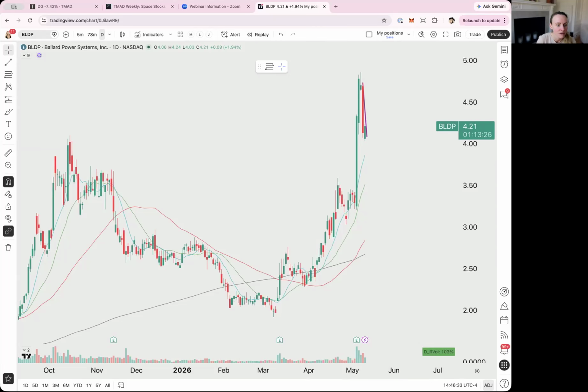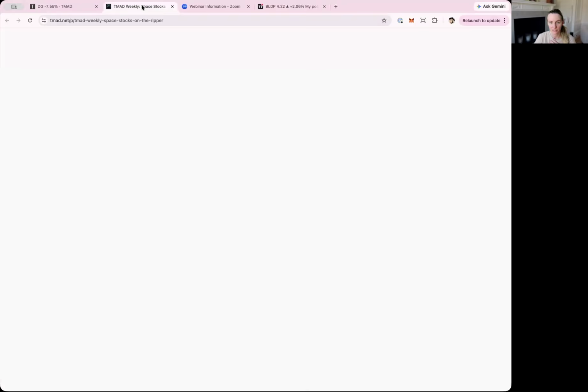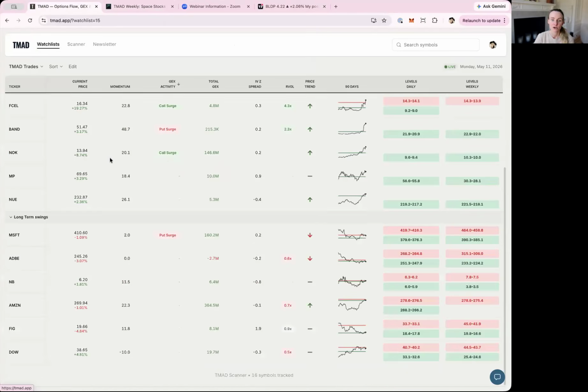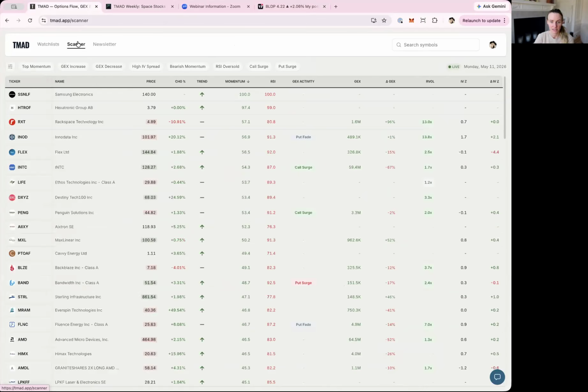What does ARVL represent and what are the most important metrics in the scanner? So Ahmed, there are multiple metrics that are important. That's why you don't want to just focus on one. But what I personally like, quite frankly, let's look at it together. So let's talk about the scanner. Here is the scanner, right? So we have watch list, scanner, newsletter.